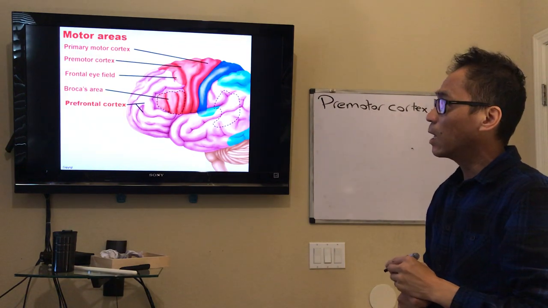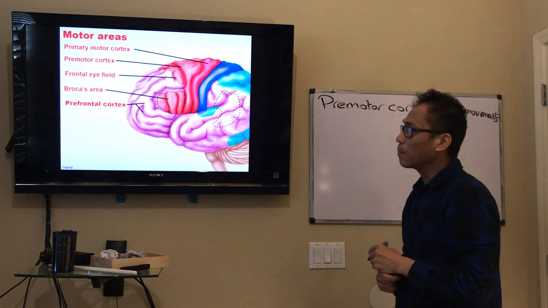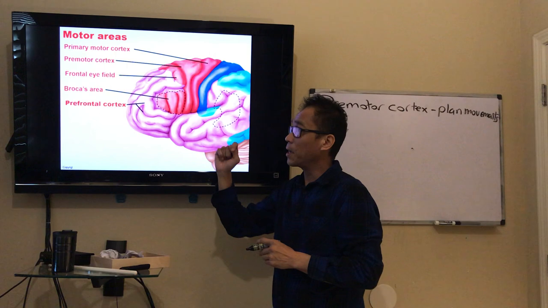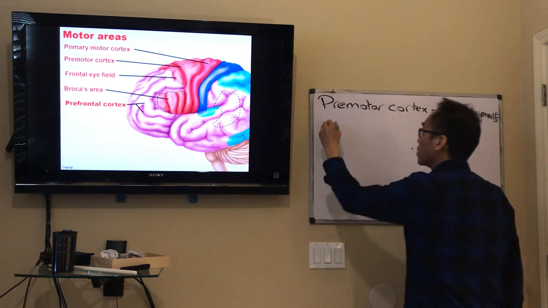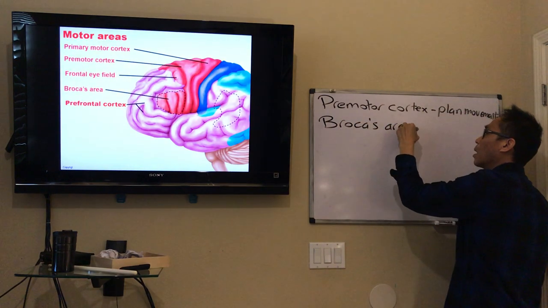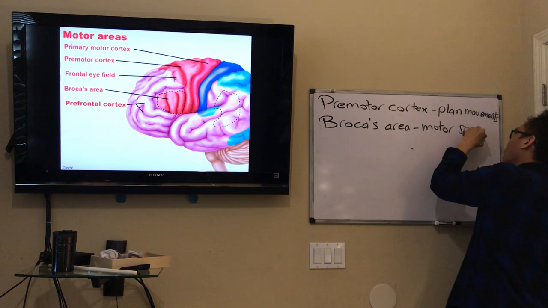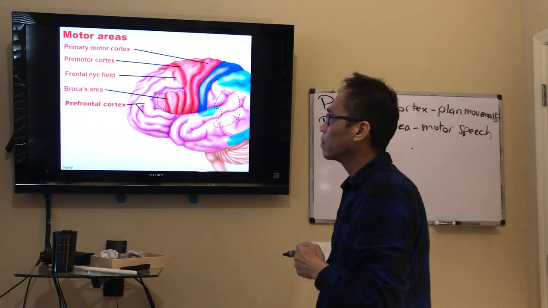Frontal eye field is for moving your eyeballs. I don't talk about that one too much, but Broca's area I do. So this area of your brain, like I said, is for motor speech. Let's write that one down. Which is pretty much the act of speaking out loud.